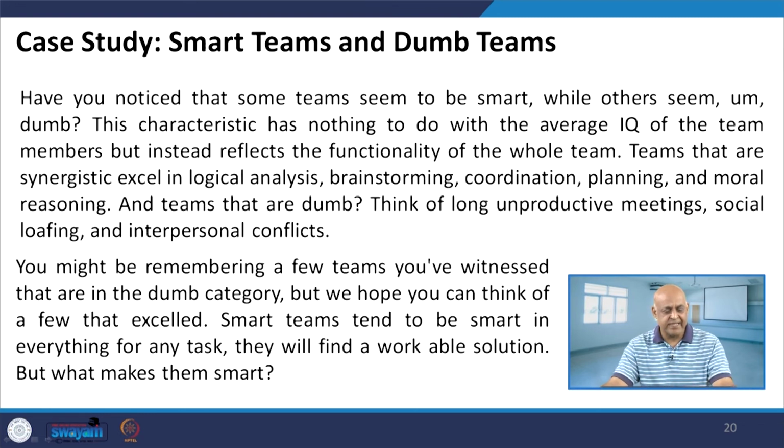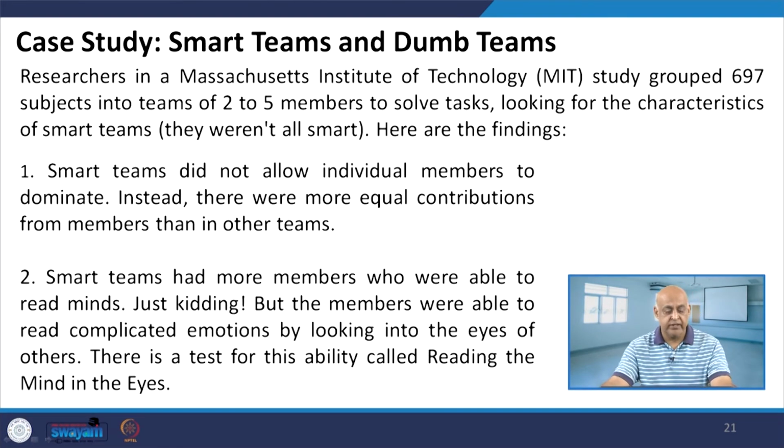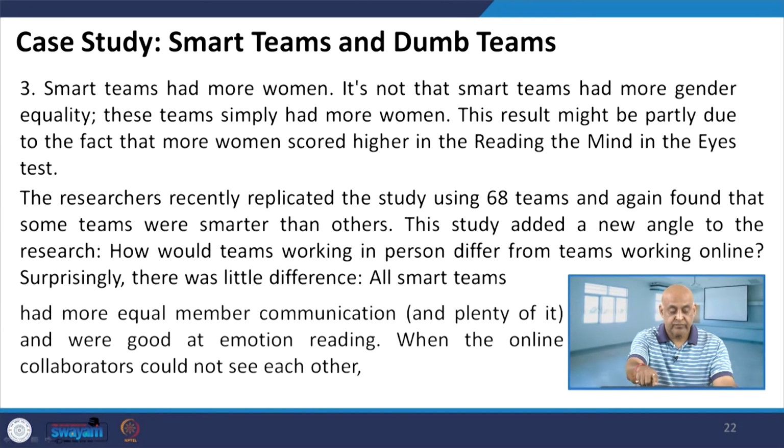As usual, in this particular case study of a team, you will find how the smart teams we talk about did not allow individual members to dominate. Instead, there were more equal contributions from managers than in other teams. Many times such critical situations may arise, and this is a very good example taken from the Massachusetts Institute of Technology, MIT, to solve a particular task. So, these are the smart teams and the dumb teams.